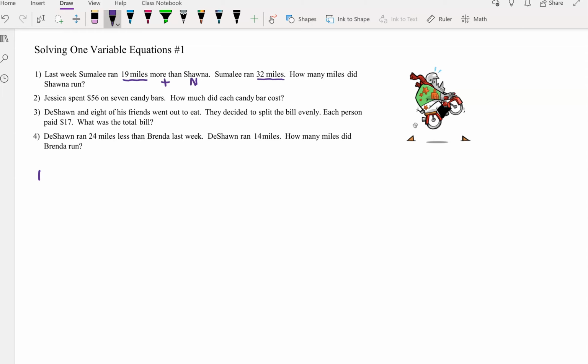Okay. So let's go ahead and try to write our equation. Here we go. So Somali ran 19 miles more than Shauna, and that distance that Somali ran was 32 miles. So we have to solve for this number of miles that Shauna ran. So we're just going to subtract 19 from both sides of our equation. And we get N is equal to, what's that going to be, guys? 13 miles?